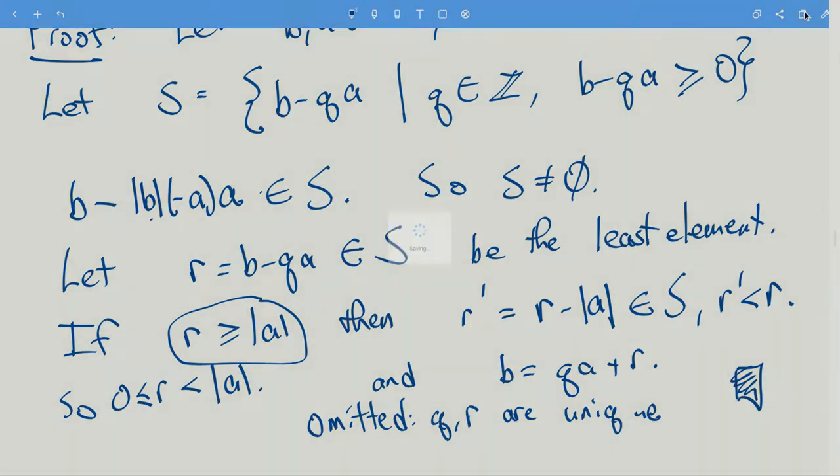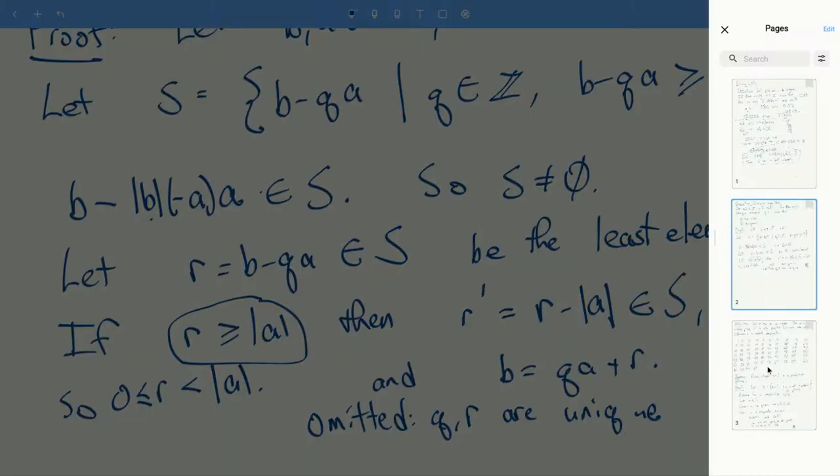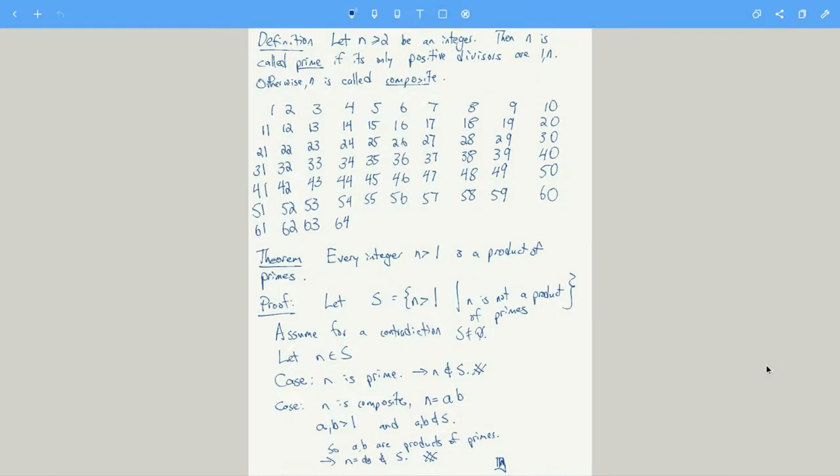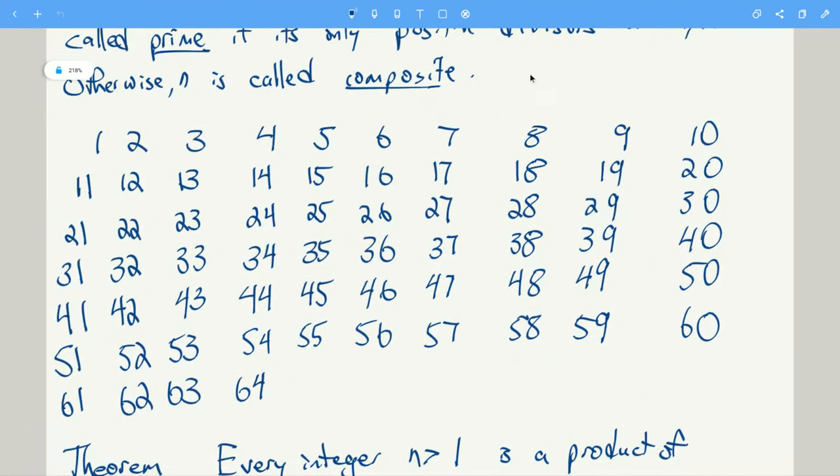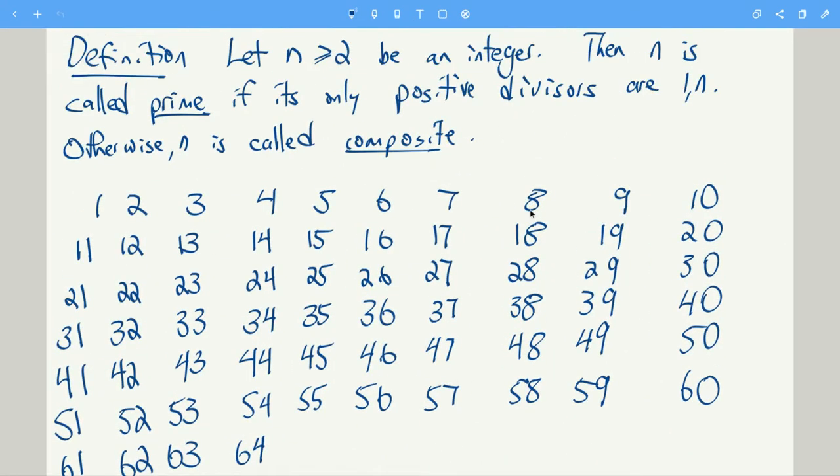And one last topic in this video. We have to talk a little bit about prime numbers. So we have a definition. We start with an integer n greater than or equal to 2, and it's called prime if its only positive divisors are 1 and n.